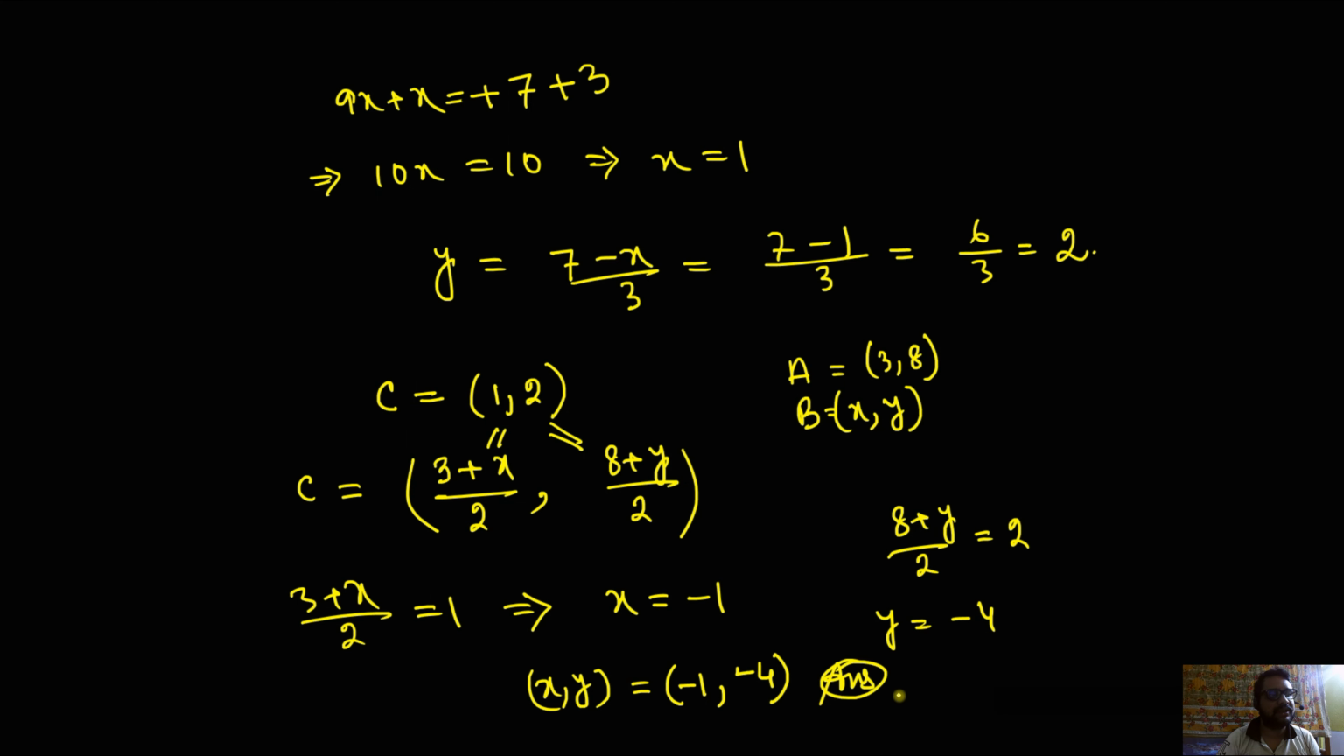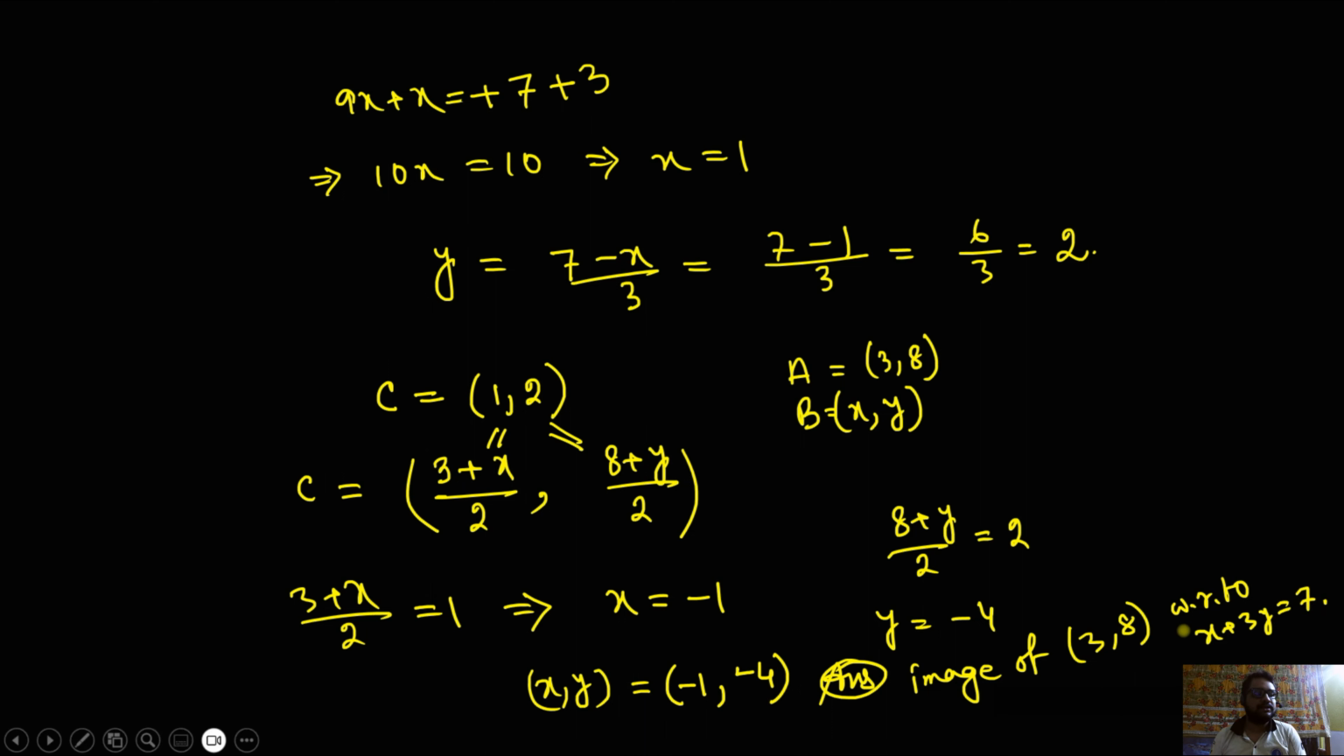This is the image of (3, 8) with respect to the line x + 3y = 7. Okay, so that's it for today.